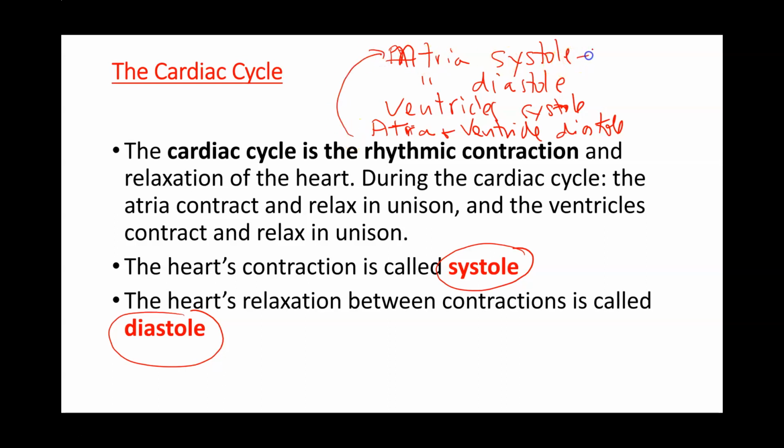While the atria are in systole, the ventricles are in diastole. Then the atria relax and the ventricles contract. Then everybody relaxes. So atria contract, ventricles are relaxed. Then ventricles contract, atria are relaxed. Then everybody relaxes and the whole cycle begins again.